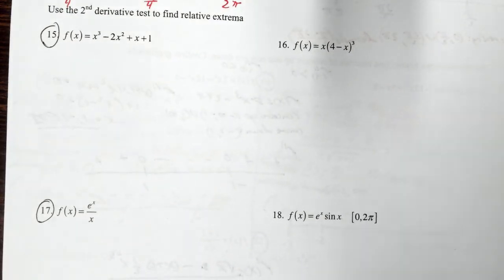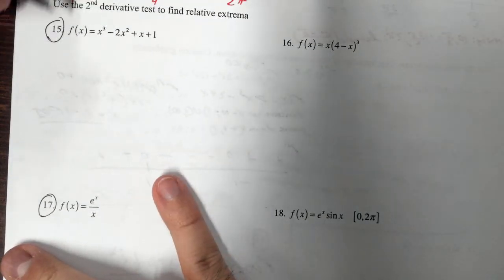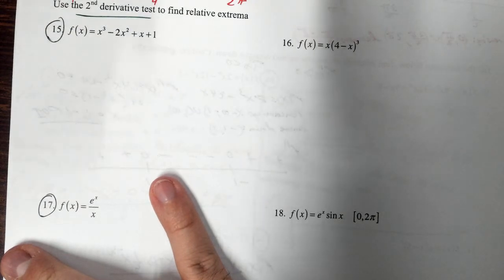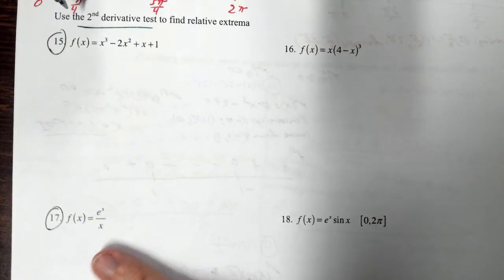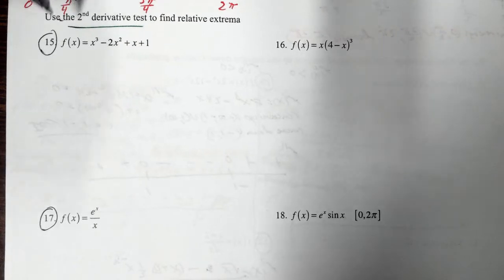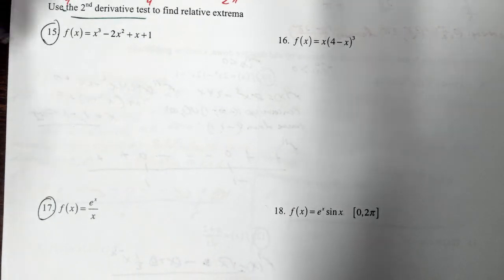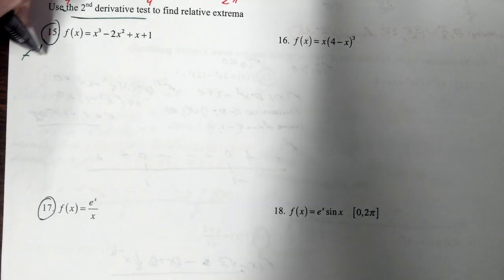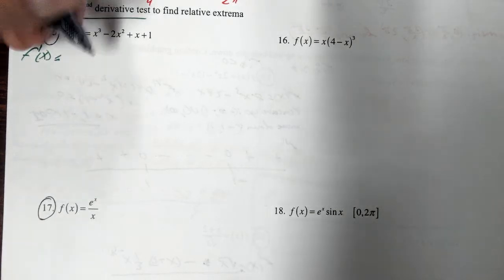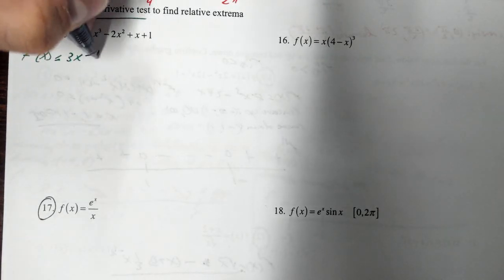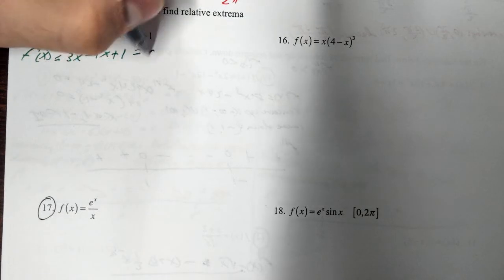Okay, 15 and 17. Second derivative test. To do the second derivative test, we need to use critical values of the first derivative and plug them into the second derivative. So we're going to find the first derivative: 3x squared minus 4x plus 1. We're going to find its critical values.